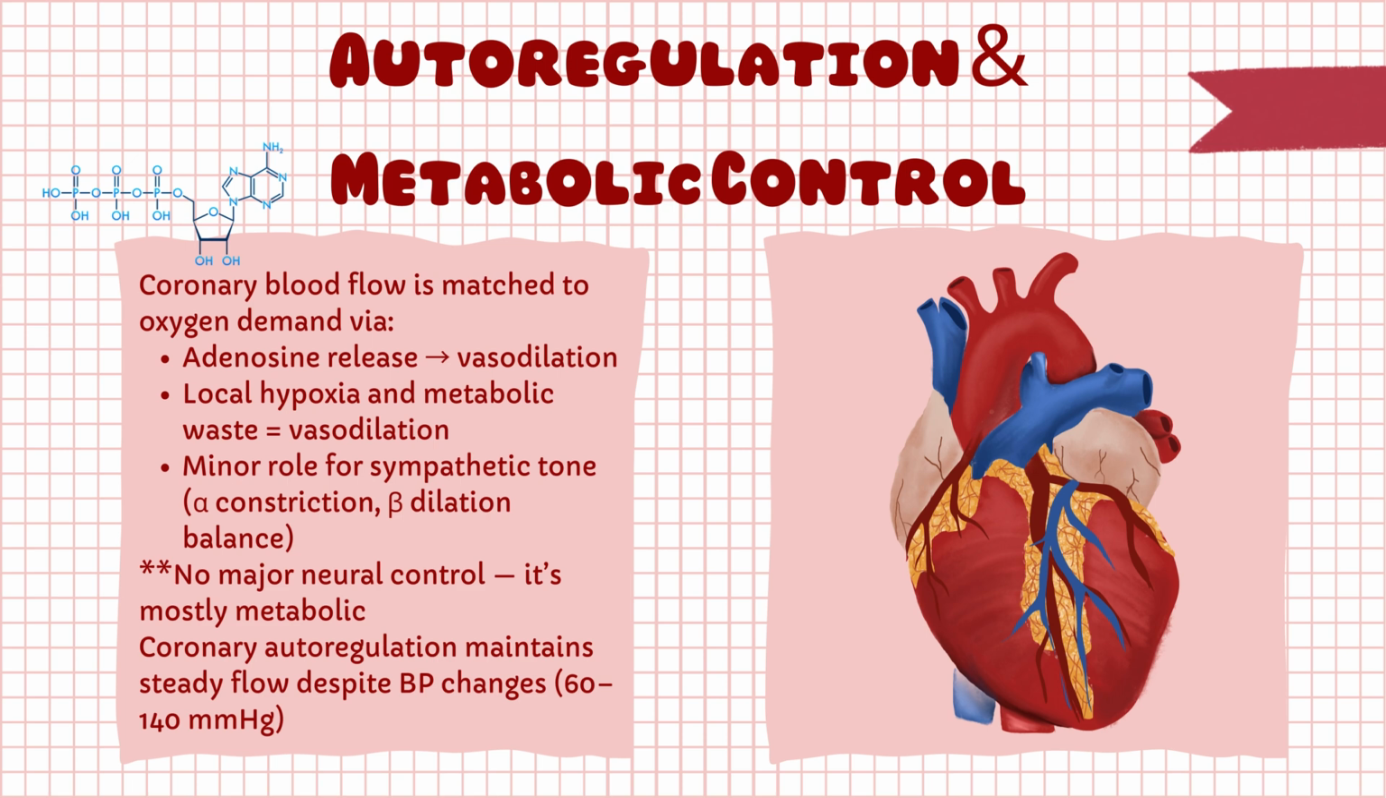However, sympathetic stimulation does have some effect. Alpha receptors cause vasoconstriction. Beta receptors cause vasodilation. The net effect depends on the balance between these. The coronary circulation autoregulates between a mean arterial pressure of 60 to 140 mmHg. Below that, flow drops, risking ischemia.